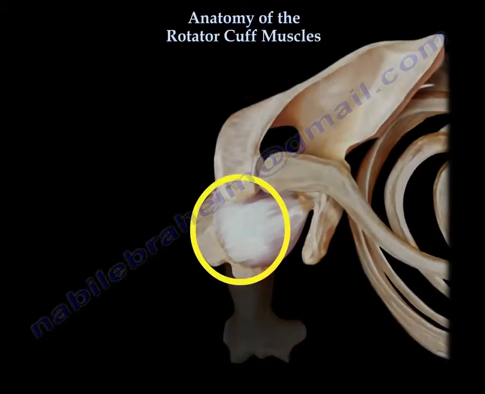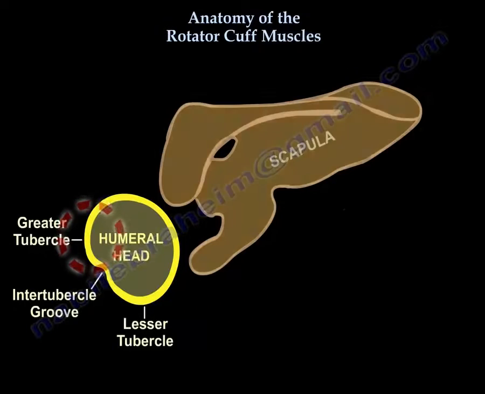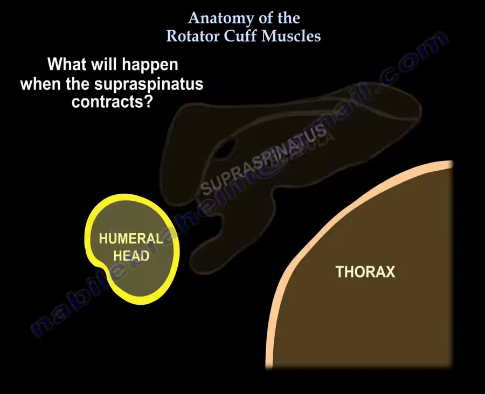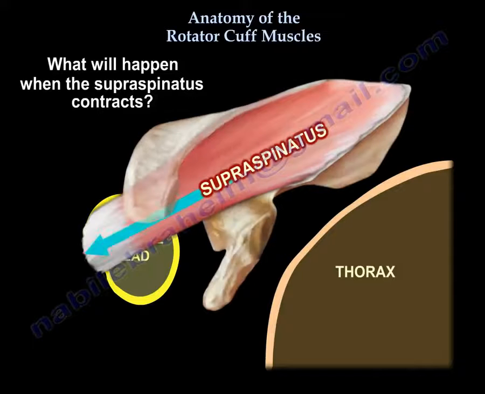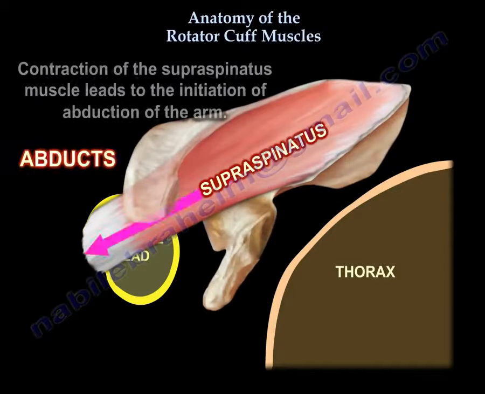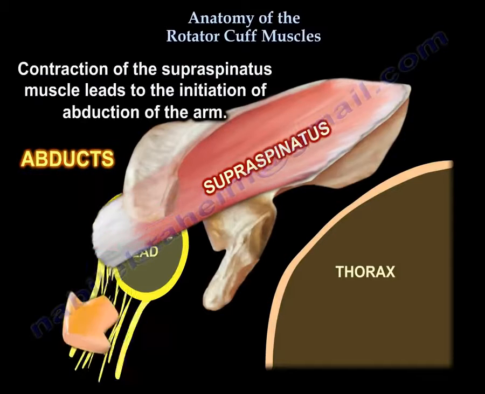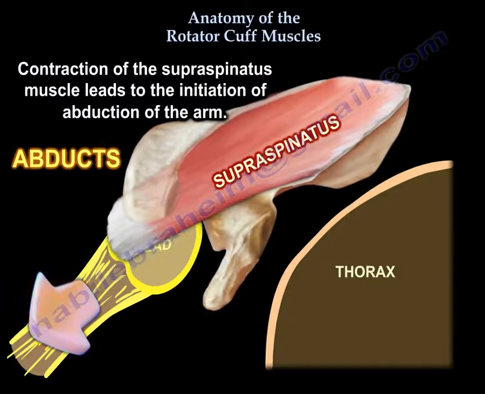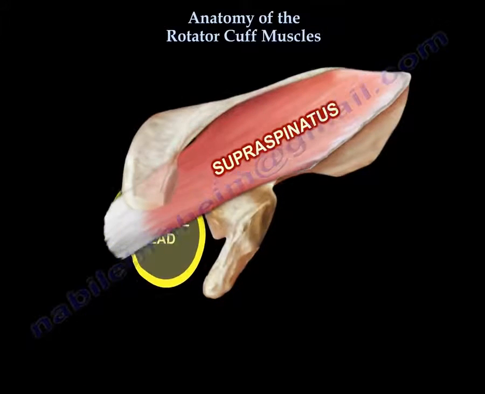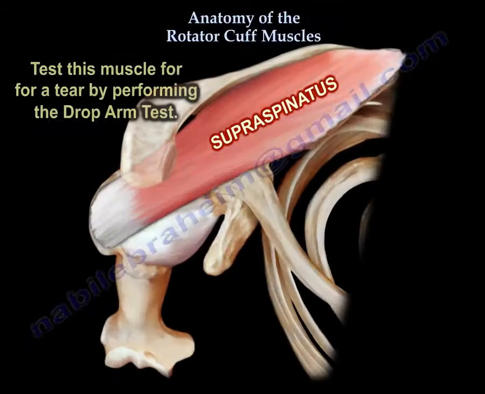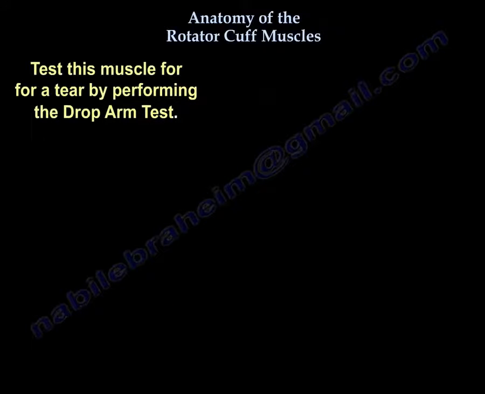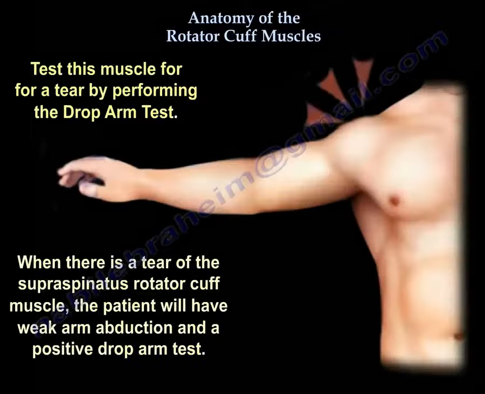This is where the supraspinatus inserts. What do you think will happen when this supraspinatus contracts? It will lead to initiation of abduction of the arm. So when you test this muscle, you'll find when it is torn, you'll have weak abduction and you'll have a positive drop arm test.